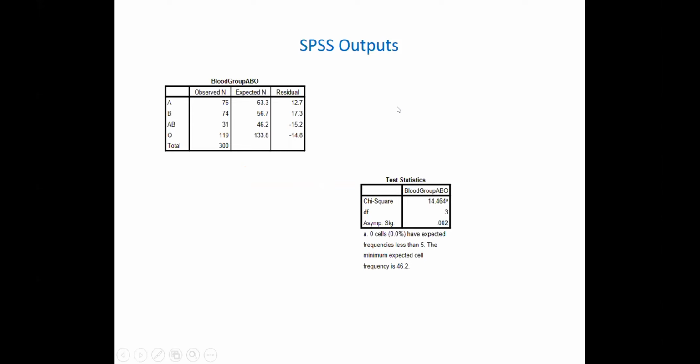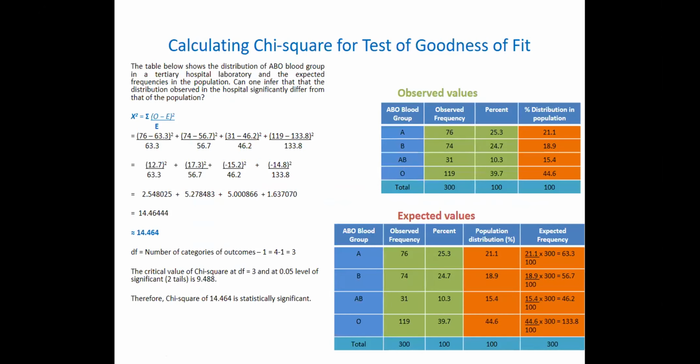So the expected frequencies: 63.3. Somebody should write it down. 63.3, 56.7, 42.2, 46.2, and 133.8. So let me stop sharing. You can share again, Dr. Lamingo. Share again and continue your work. I will provide the information to you when you get it.